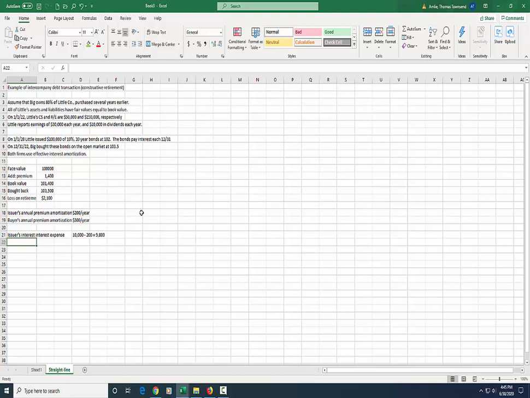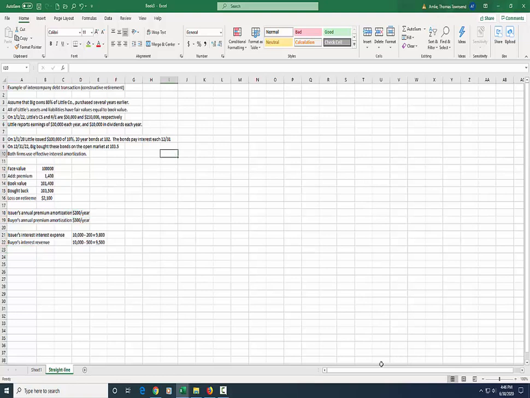That serves to defray or offset part of their borrowing costs. The buyer's interest revenue, same idea. They've got the coupon interest of $10,000, but they're amortizing a $500 annual premium, so that's going to reduce their interest revenue down to $9,500 per year.